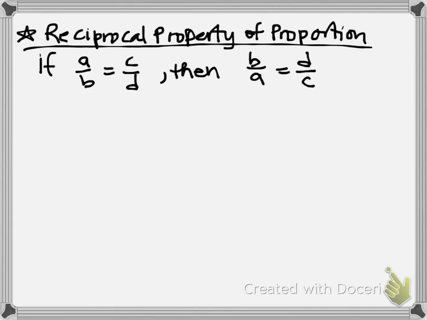Okay, so remember reciprocal. A over B and B over A are reciprocals. What do you get when you multiply reciprocals? You get 1. Yeah. Anytime you multiply reciprocals, you get 1. That's what the inverse property of multiplication talks about.